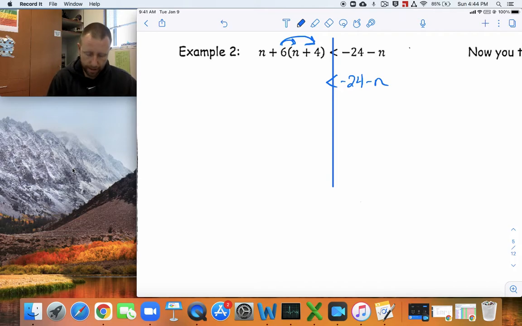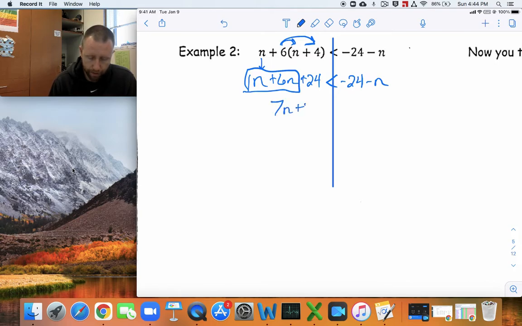But then on the left, this n, I'm just going to drop that n down. Haven't done anything with it yet. 6 times n is 6n. And then 6 times 4 is 24. So now I do have like terms I can combine on the left. I have this n plus 6n. Remember, there's a 1 there. So that's really 1 plus 6. That's 7n plus 24 is less than negative 24 minus n.